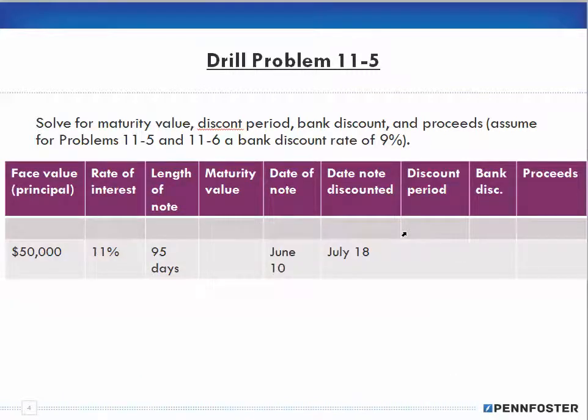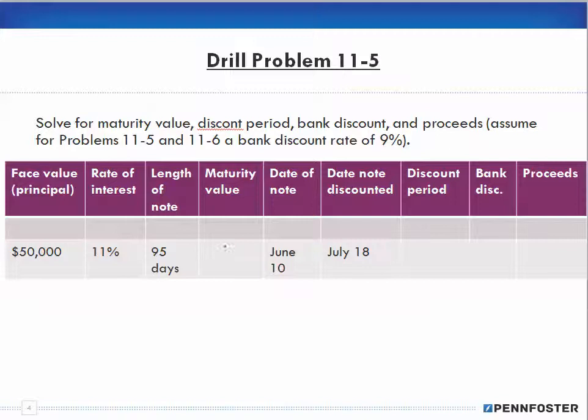11.5, solve for the maturity value, discount period, bank discount, and proceeds. Assume for problems 11.5 and 11.6, bank discount rate of 9%. Okay, so we have a face value of 50,000. The rate of interest is 11%. The length of the note is 95 days. Okay. So our maturity value, and let me just go through the rest here.